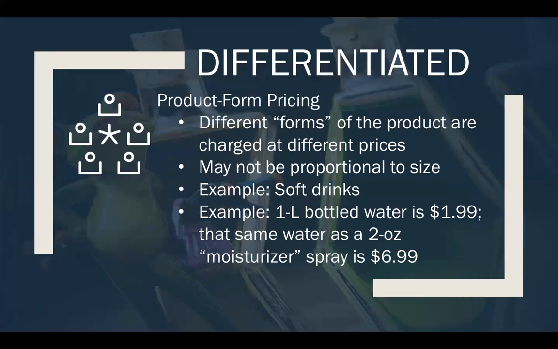Another example is maybe a 1 liter bottle of water is $1.99. They might sell that same water as a 2-ounce moisturizer, and ounces are smaller than liters. So a very small 2-ounce moisturizer spray for $6.99. So you have this big water bottle that you drink. So the function is drinking for $1.99. And it's the same stuff.